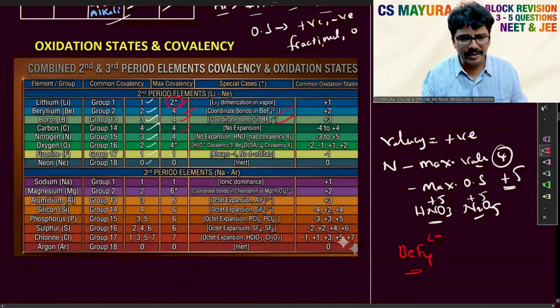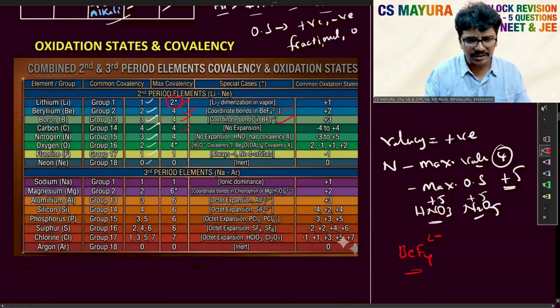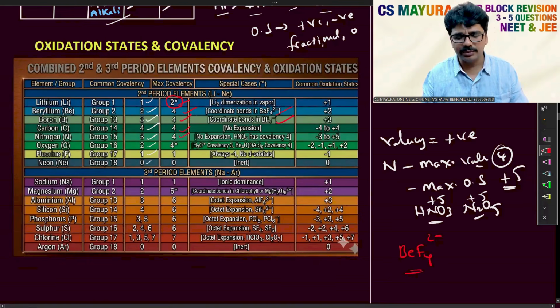Now the 15th group elements. First I am talking about second period elements. Nitrogen's maximum covalency is 4. Examples: HNO3 has 4 bonds, and NH4+ has 4 bonds. Next, oxygen's maximum covalency is generally 3, but there is one exception, a rare case of up to 4.